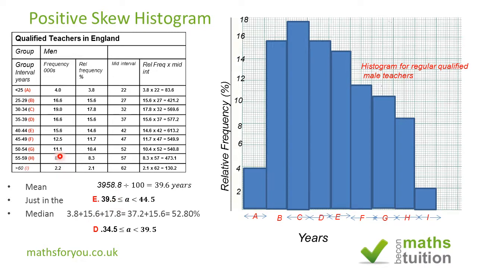So you've got D there, and you've got E there. And of course the mode is in the C class there. So the mode is less than the median, which is less than the mean, as we would expect from the last slide.